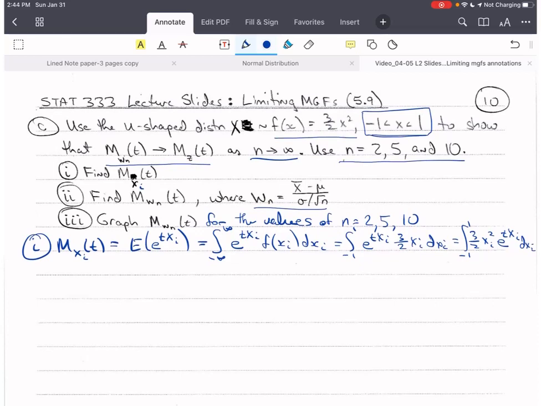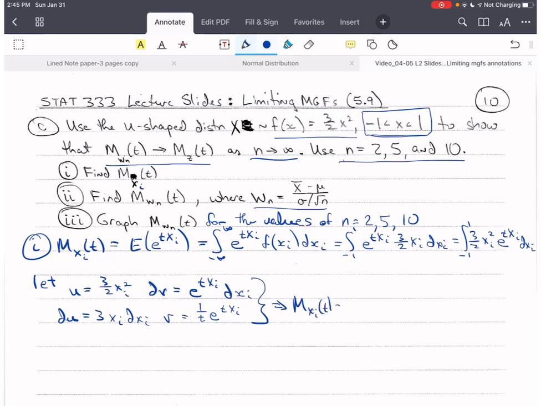Now we're going to have to use integration by parts here to get this. So let u equal 3/2 xi squared, and let dv equal e to the txi dxi. And then we have that du is equal to 3 xi dxi, and v has to be the integral of this, so this is going to be 1 over t e to the txi. And so this means that the moment generating function of xi is equal to 3/2 xi squared times 1 over t e to the txi, and that is from -1 to 1.